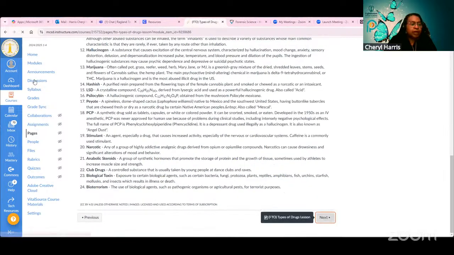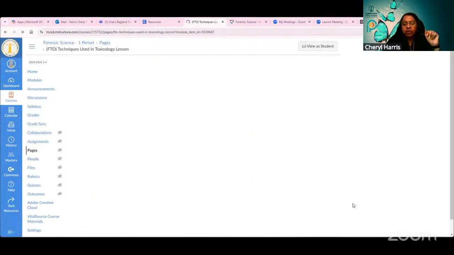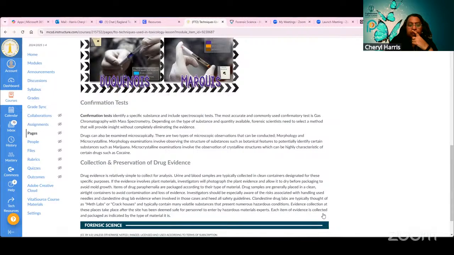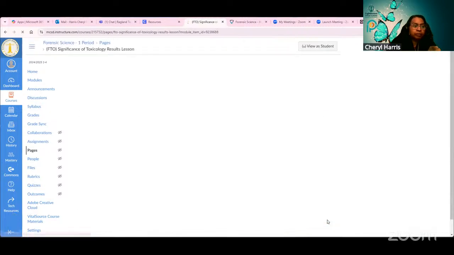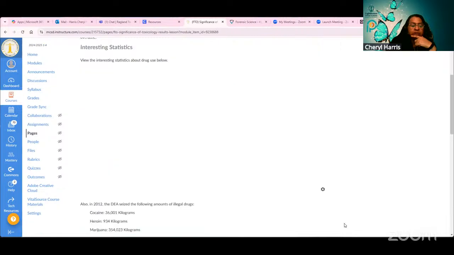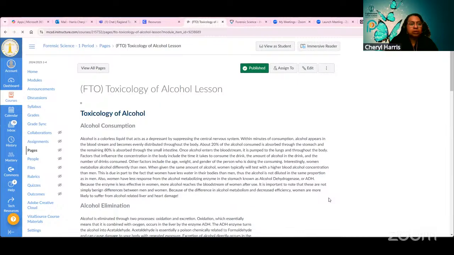And I'm going to just skip to serology. Serology is the one that we did not test. So the summary worksheet that you just did, study that. Well, this one, significance of toxicology results and the names of the different tests. But other than that, don't spend a lot of time on that. Don't worry about this.